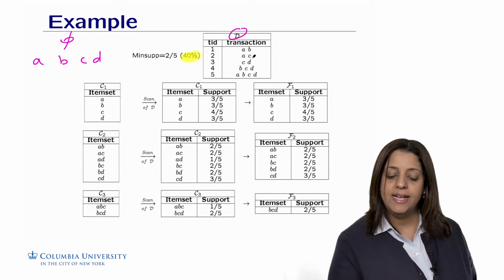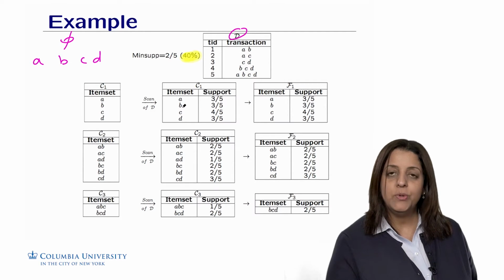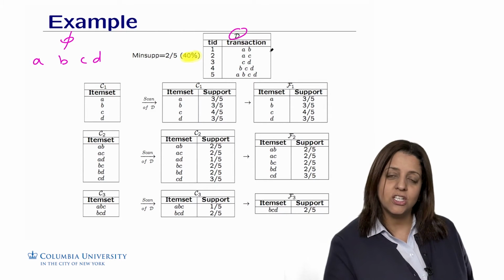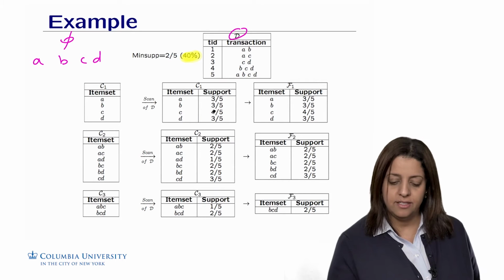Transaction 2 has AC, so I'm going to increase the support of A to 2, and the support of C to 1, right? And so on and so forth. So at each transaction, I'm going to increase all the item sets that actually appear in this transaction.